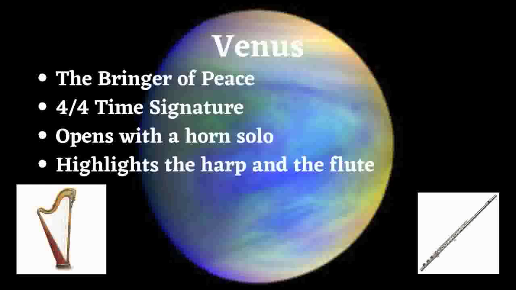And even though we think of brass as kind of loud, this solo could not be different from that. It's so light and peaceful. It's even hard to believe that it comes from a horn. But all of these different instruments can do a lot of different things. This piece is also going to heavily feature the harp in the left corner and the flute in the right corner of our screens. And all of those kind of twinkly, beautiful, light instruments. So let's give a listen to this peaceful Venus.